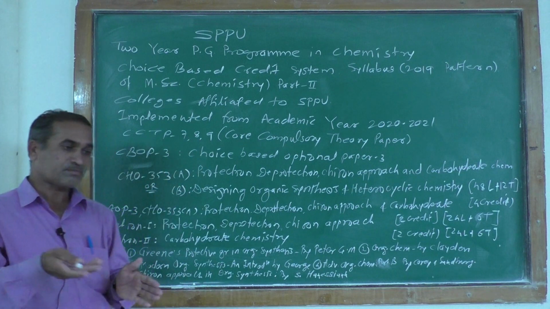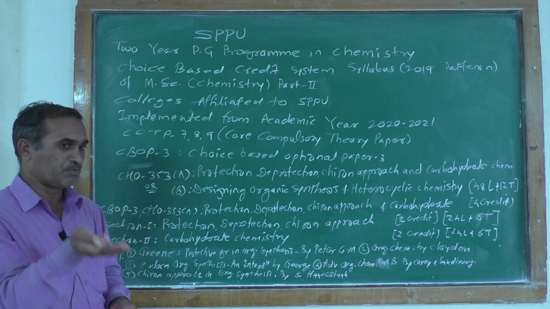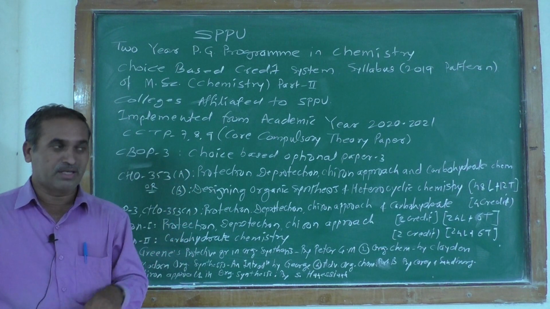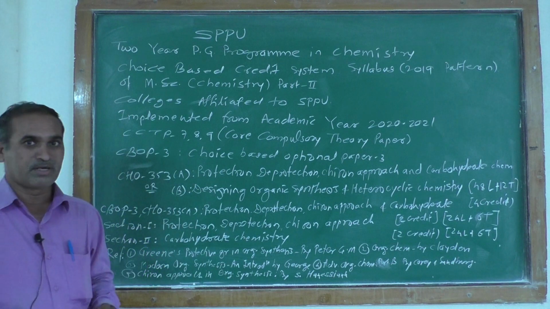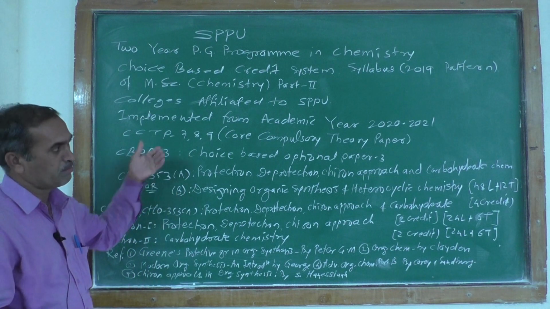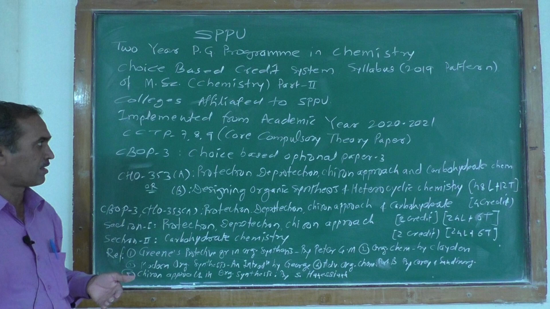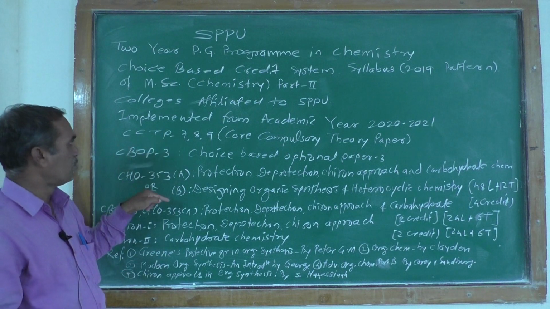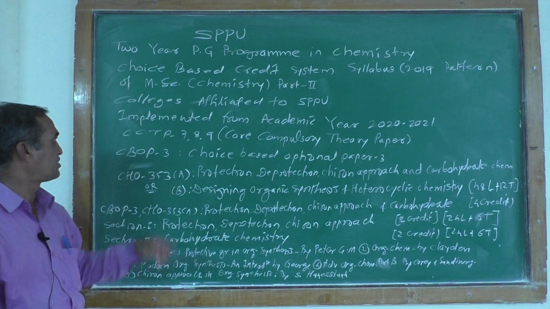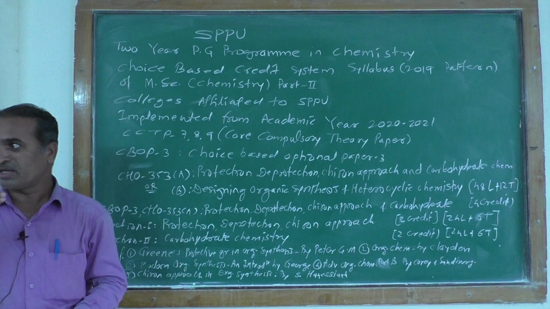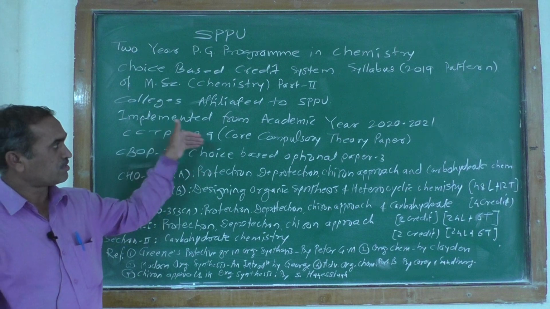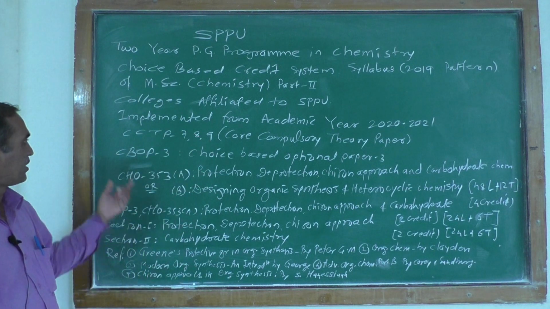If you remember the old courses, in second year there were CHO 350, CHO 351, CHO 352, CHO 353, like that paper code numbers. Similarly, now they have changed with this choice based credit system. So the new course is CCTP 789, which are core compulsory theory papers.